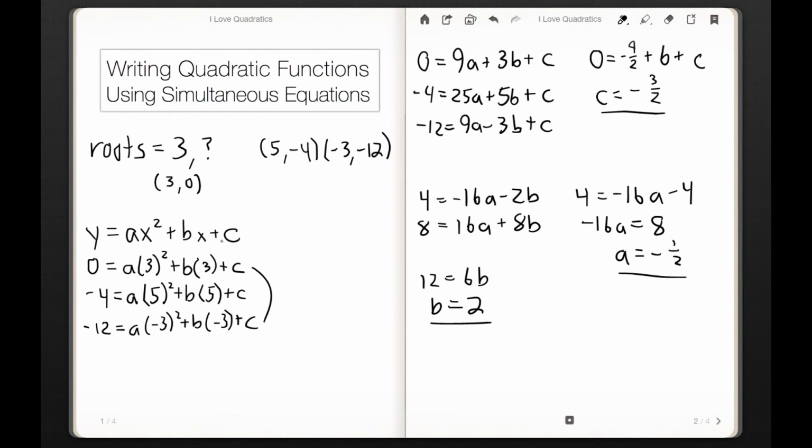So substitute that back into the standard form equation, and we will get y equals negative 1/2 x squared plus 2x minus 3 over 2. So just using a root and 2 other points, we got the equation.